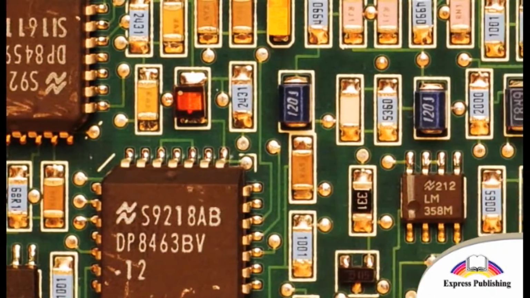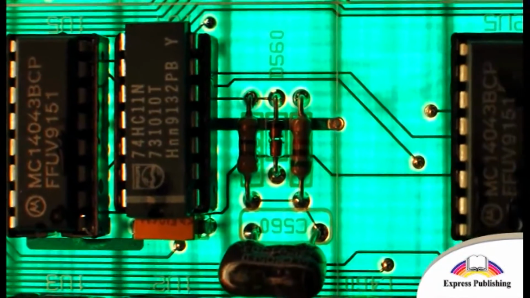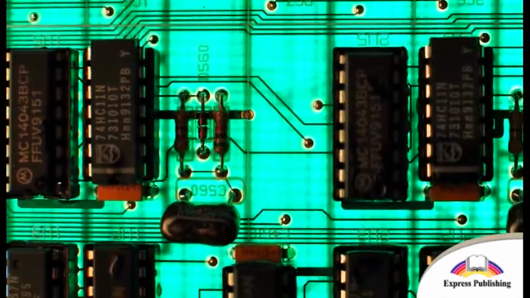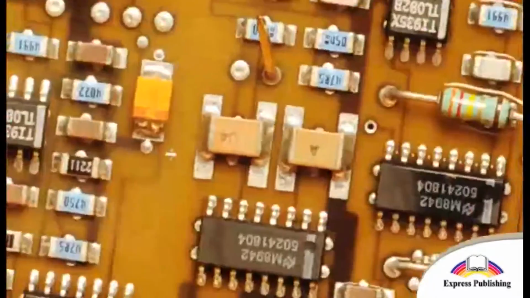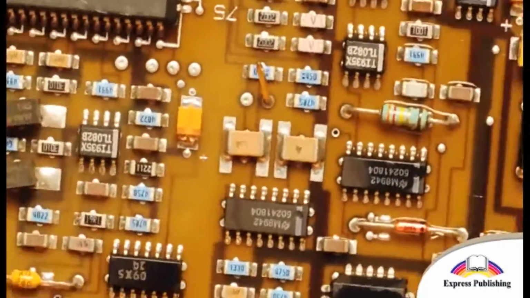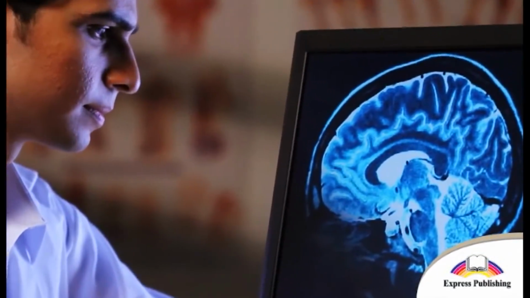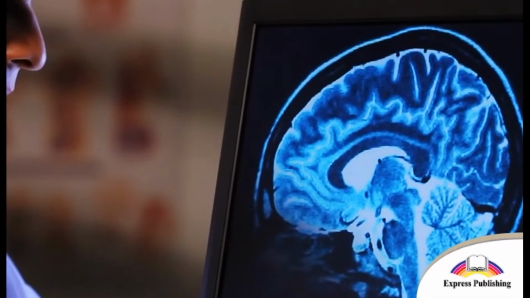At the heart of the computer is the motherboard. It is the largest circuit board in a computer. All other smaller circuit boards are connected to it. On the motherboard, there is a microchip called the Central Processing Unit, or CPU. This is basically the brain and command center of the computer.